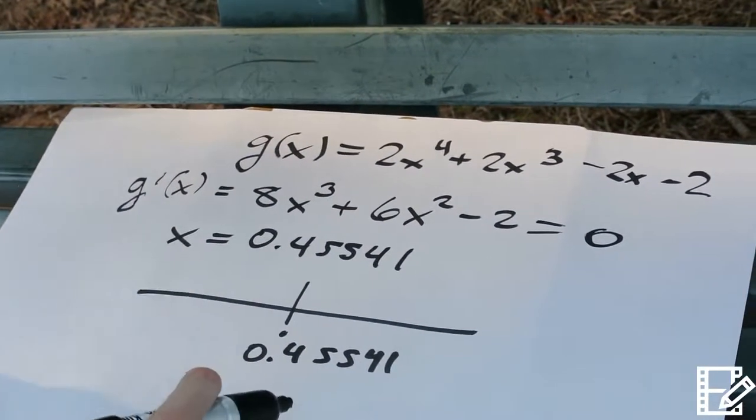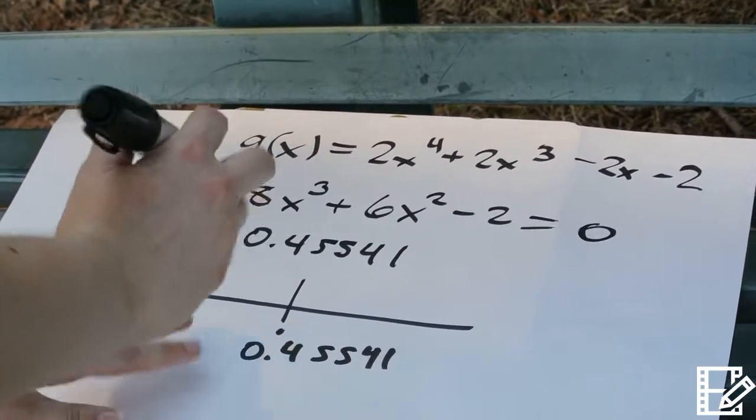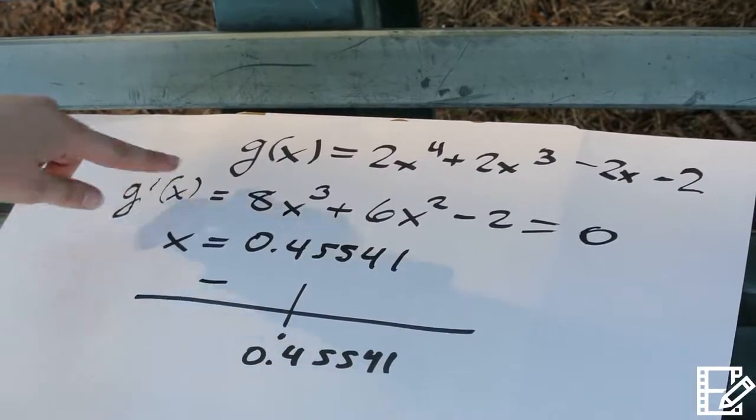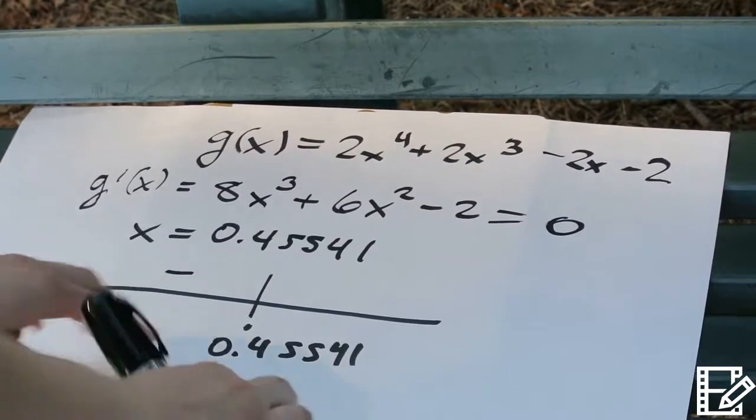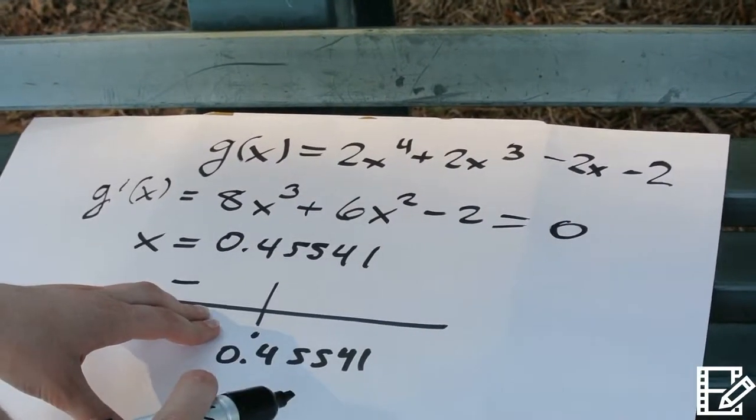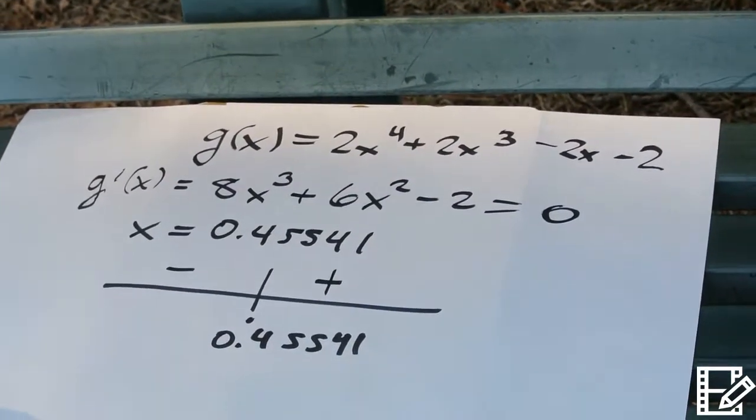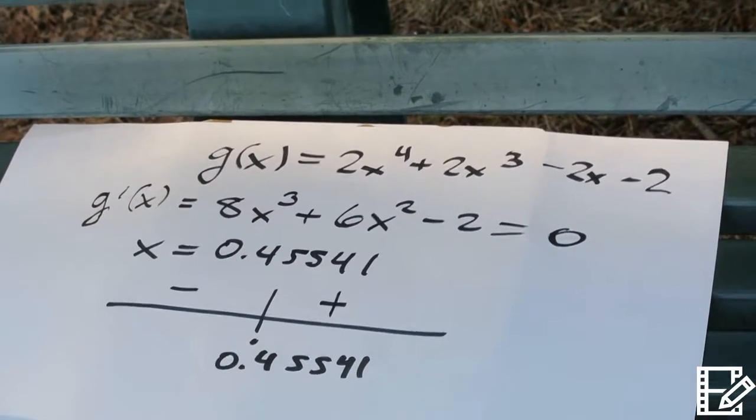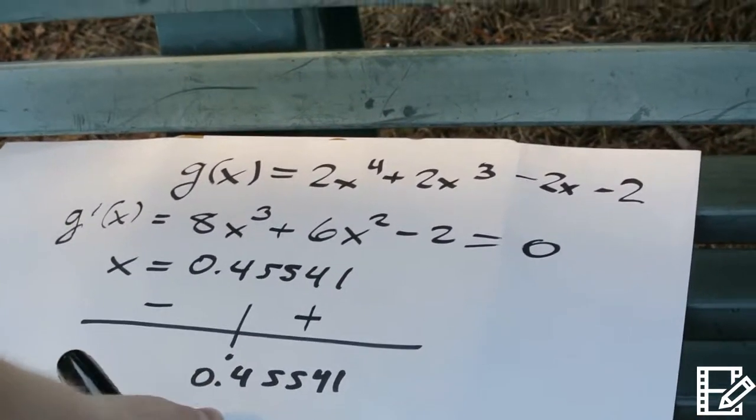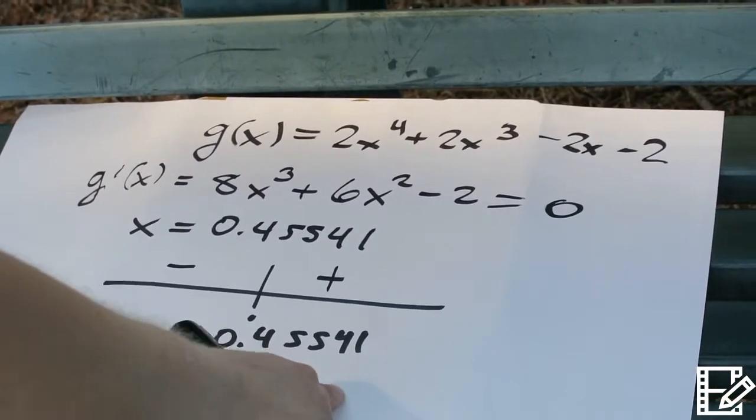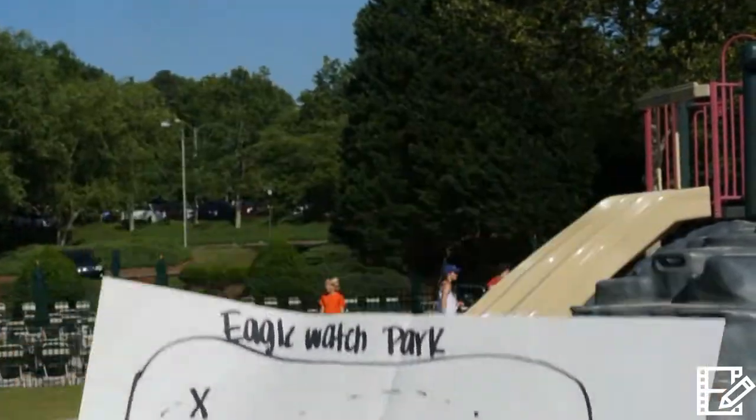So, if we plug in a number like, say, negative 10, then we will get a negative number when we plug it into the first derivative. And then if we take a number that's larger than 0.455, such as 2, then we will get a positive number. So that means that this function, g of x, is decreasing from negative infinity to 0.45541, and it's increasing from 0.45541 to positive infinity.